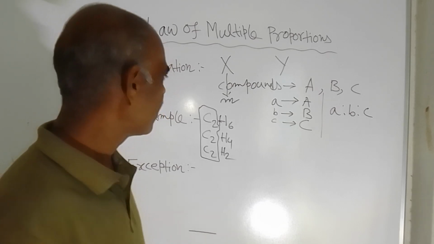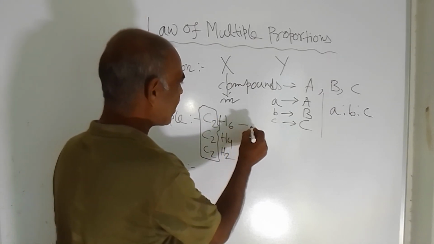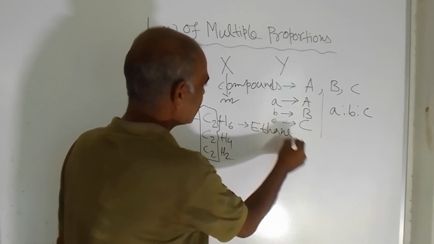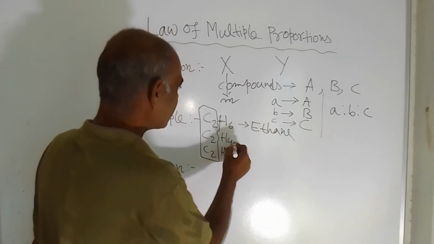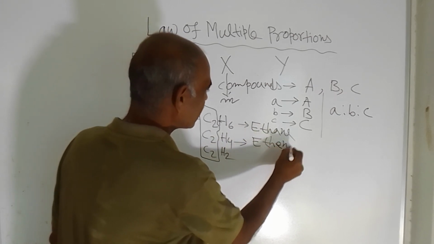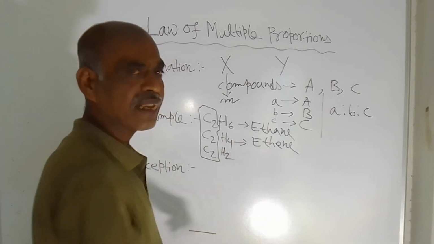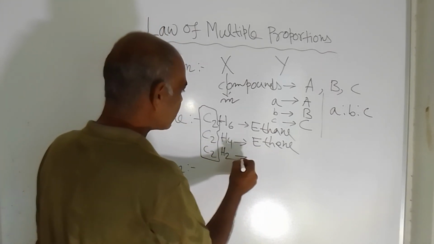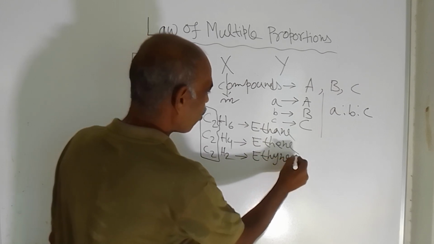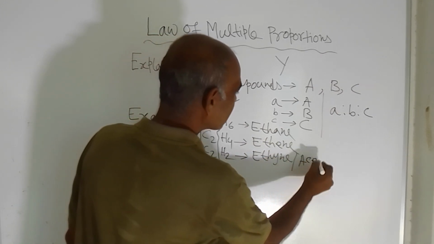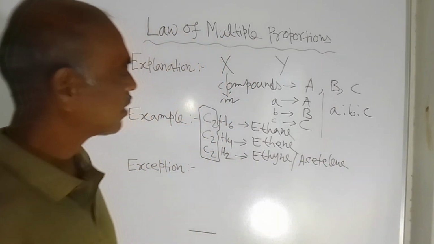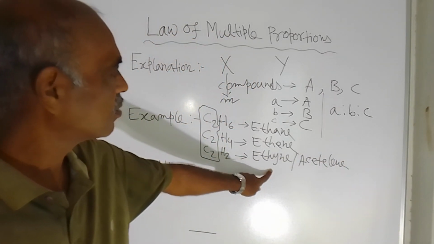Okay, and this is ethane. I am writing here ethane, and this is ethene. Spelling is somewhat different. And C2H2, this is ethyne or acetylene. Okay, acetylene, ethyne or acetylene, this is Y.